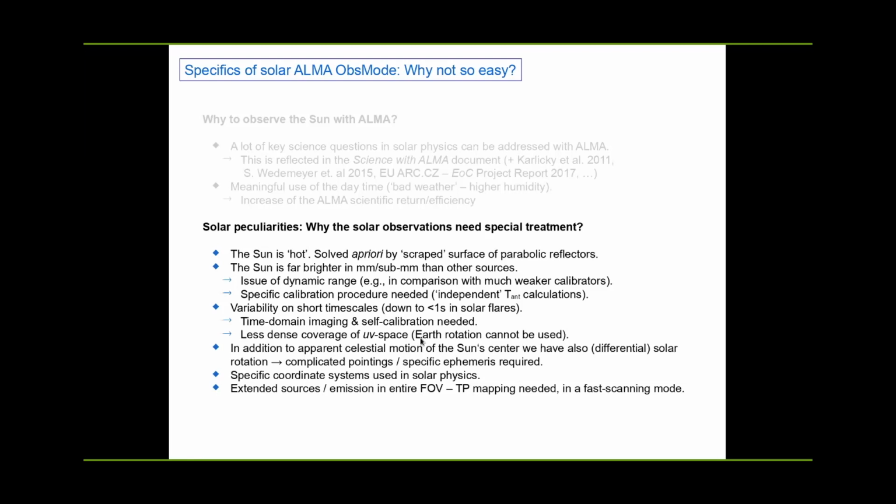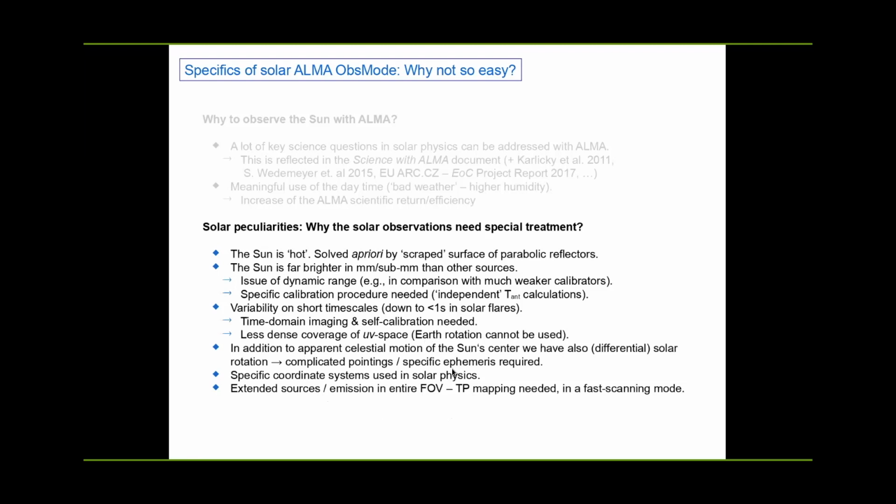And solar physicists are connected with that. Solar physicists are used to using absolutely different coordinate systems that are centered on the solar disk center. And many solar instruments are producing images in this so-called helioprojective Cartesian coordinate system. So if you would like to co-align with another instrument, you need to do the transformation.